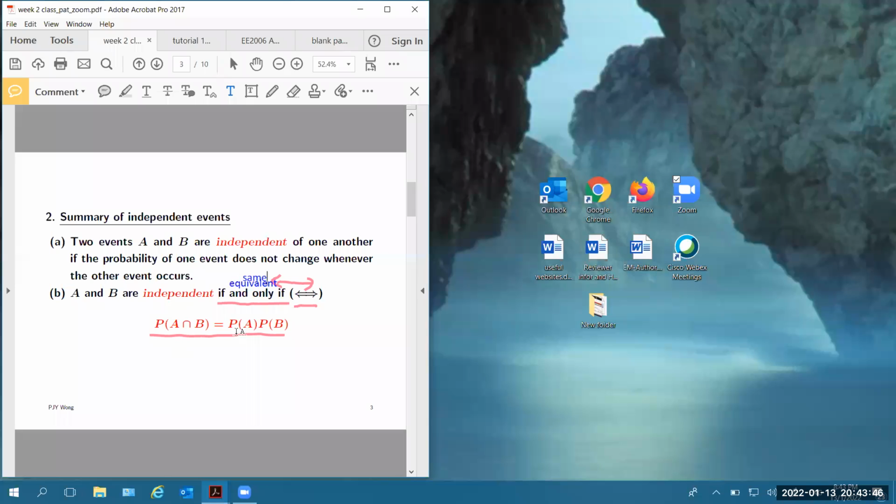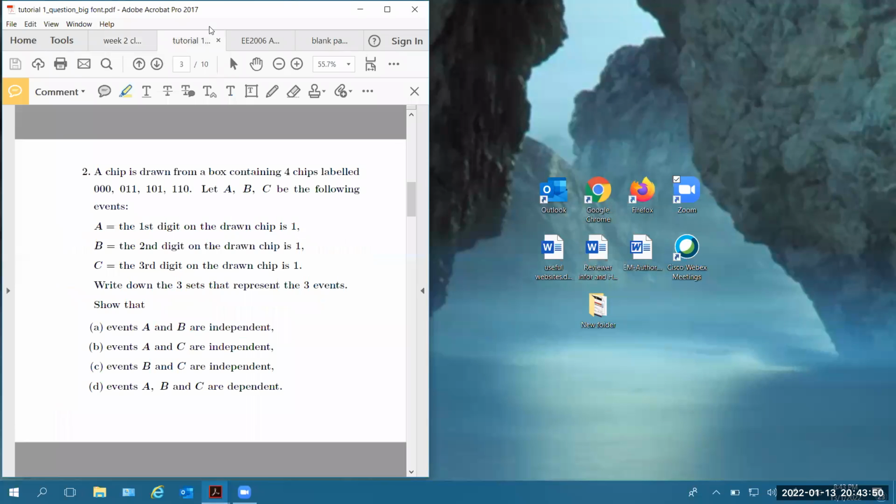Okay, so let's go to our first question. Everybody look at this question. A chip is drawn from a box containing 4 chips. Inside the box there are 4 chips, and these are the 4 chips. Each chip has some numbers on it.